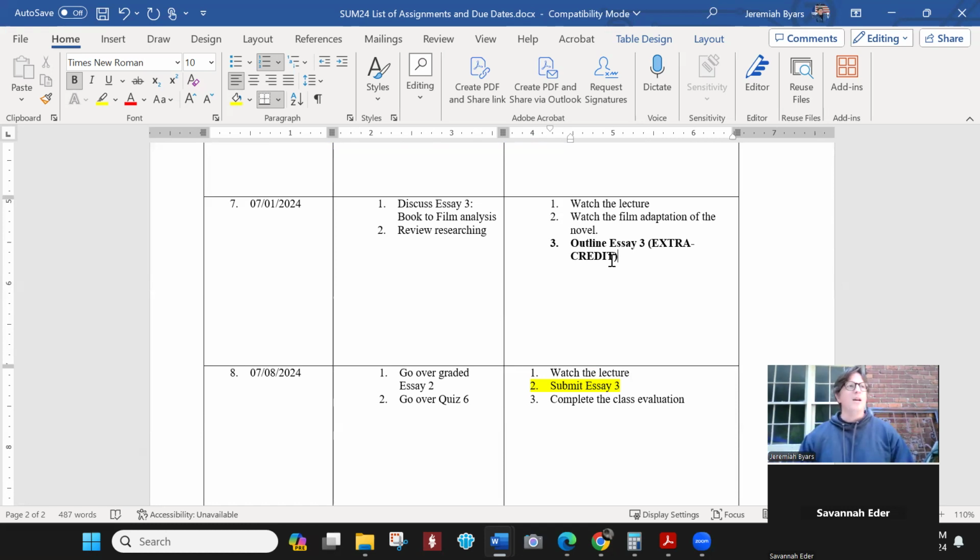But I'm not going to require it because I want you to move into that phase of doing it for yourself, because you know it's the best thing for you and that it is the best way to organize your essay and to keep yourself on track.